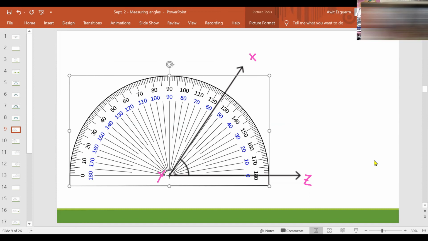What is the measure of our angle now? Look, what's the measure? I think it's 56. What did we use, inner scale or outer scale? Inner scale, because the 0 is here. So I think it's 56, just one mark across. 56 degrees.